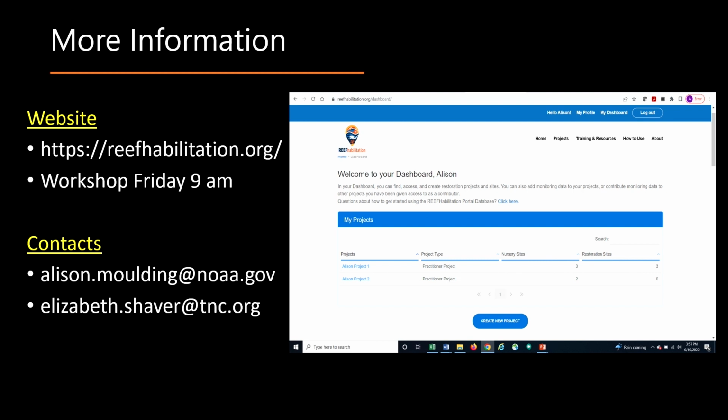So the way you access the portal is reefrehabilitation.org. If you want to know more about the portal and actually come try it out, we have a workshop planned tomorrow at 9 a.m. If you didn't register prior to the conference for the workshop, please feel free to attend anyway. I think we really have a lot of space. So please come, check it out. I've put up my contact information there if you have any questions.